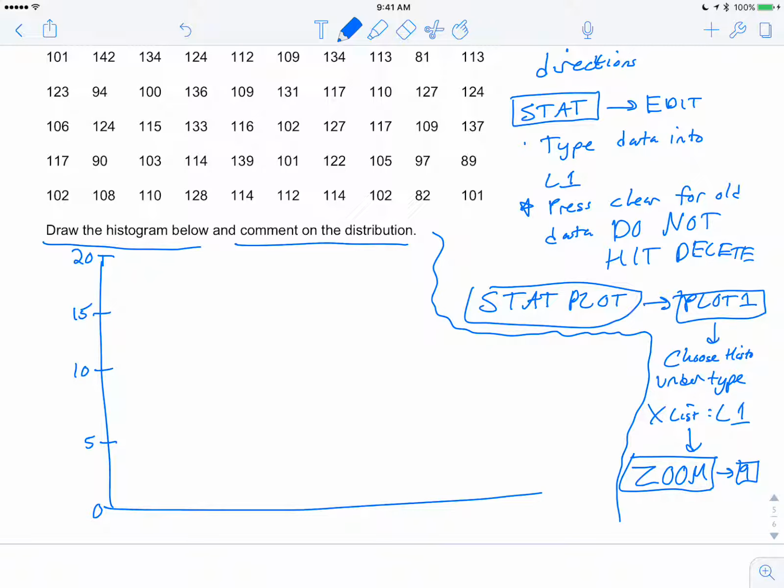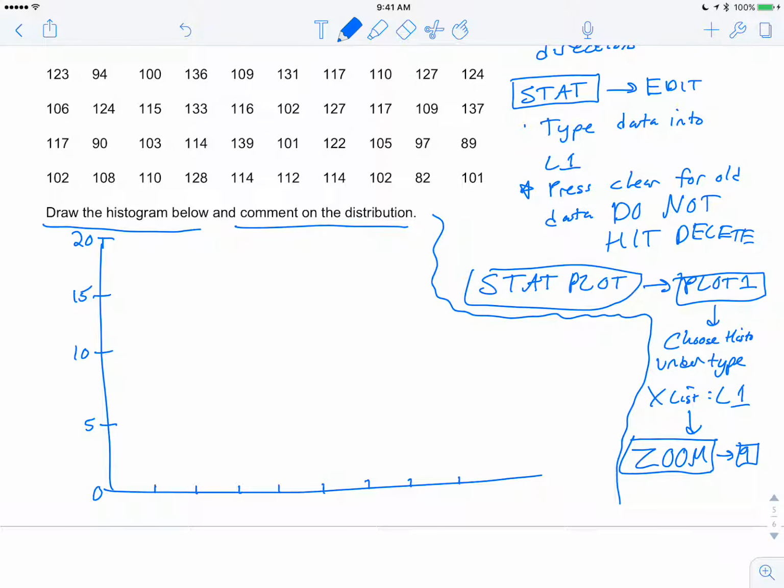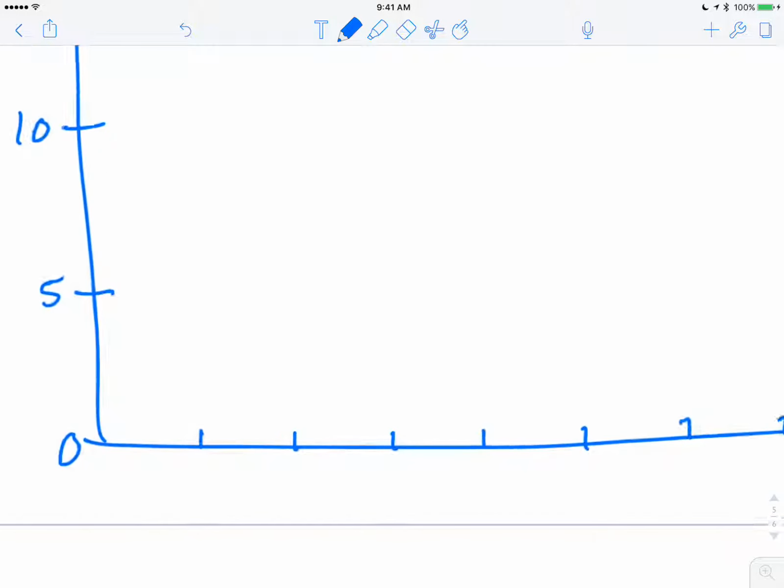We have 1, 2, 3, 4, 5, 6, 7, 8 classes on our calculator. So I'm going to draw just 7 dash marks here. 1, 2, 3, 4, 5, 6, 7, 8. And the important thing here, the class width, you've got to write this very small. So I'm going to try and zoom in the best I can.